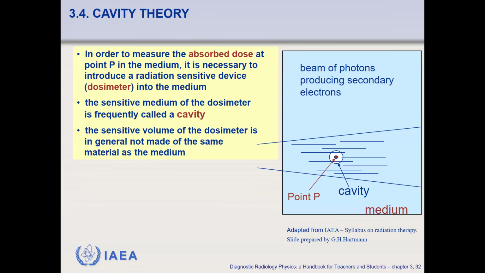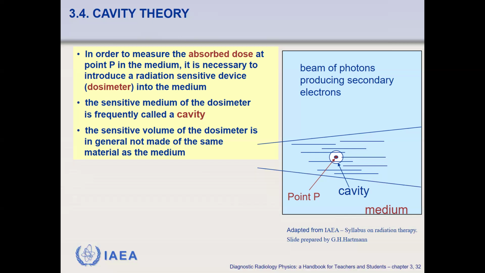When the radiations enter a specific medium, when the radiations enter the body, let's say, these radiations could be detected and could be sensed using a dosimeter. So the sensitive medium of this dosimeter is called the cavity. So a cavity is the internal part of a dosimeter, the sensitive part, the sensitive medium of the dosimeter.